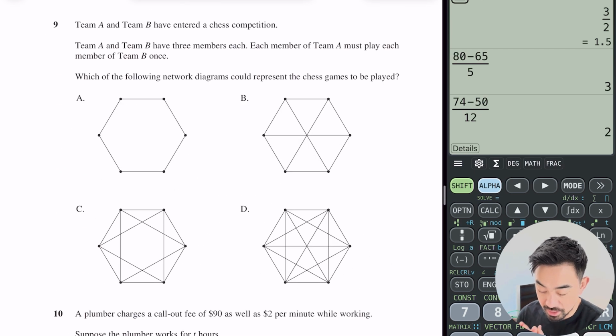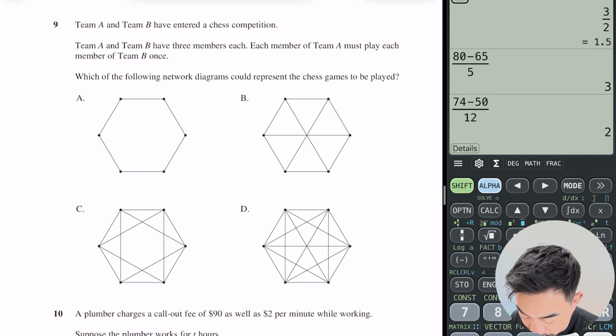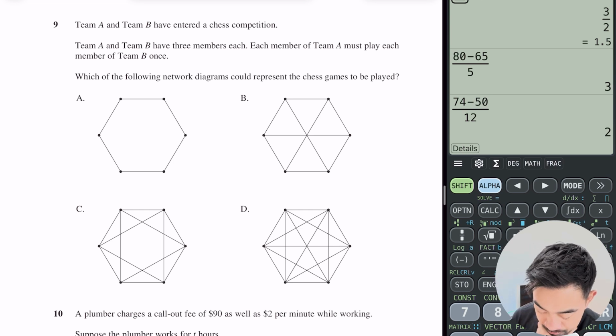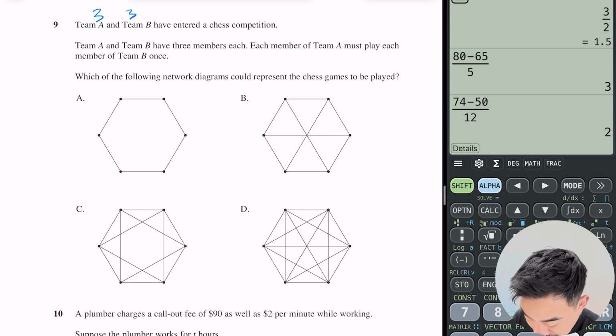Question 9. Team A and Team B have entered a chess competition. Team A and Team B have 3 members each. Each team member of Team A must play each team member of Team B at least once. Which of the following network diagrams could represent the chess game to be played? All right, so they each have 3 people in their team and they all got to play each other once.